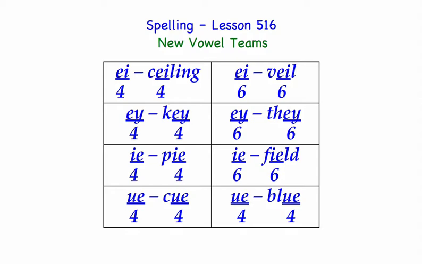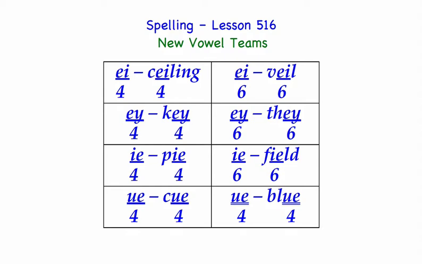EI is a team, two vowels join together, form the team, and represent the long E sound, as in ceiling. So we would underline EI and put a 4 under it. However, EI in the word veil, the EI join together and form a team. However, the first vowel does not represent its long sound. Instead, it represents the sound A. So in that instance, you would underline EI and put a 6 under it. So EI is one of our new teams. You have to determine from the sound it represents in a word whether you're going to classify it as a vowel group 4 team or a vowel group 6 team.